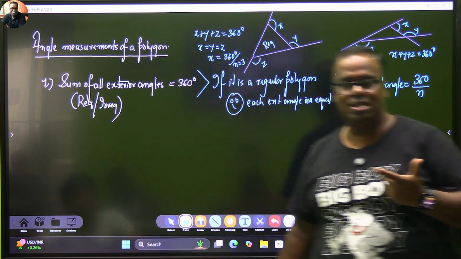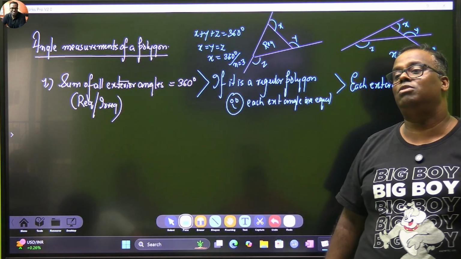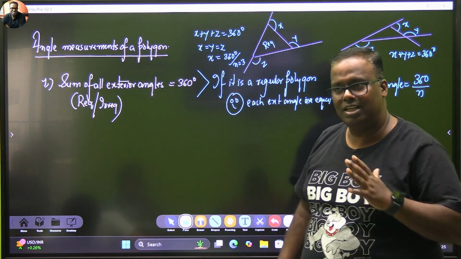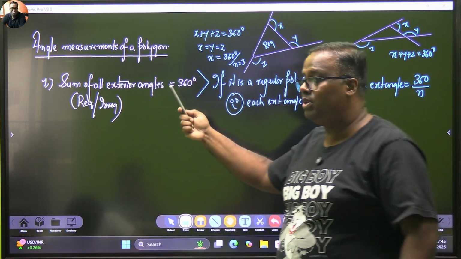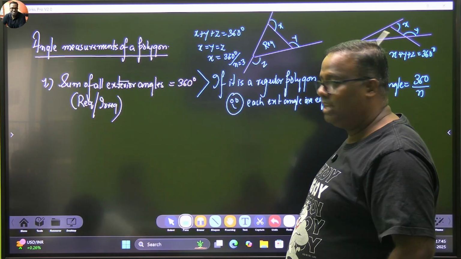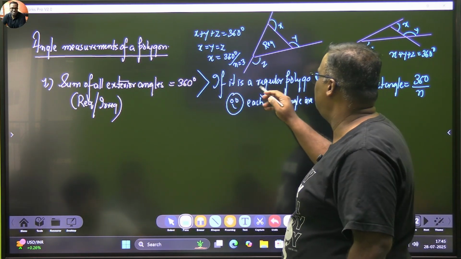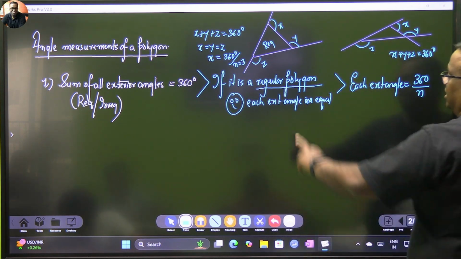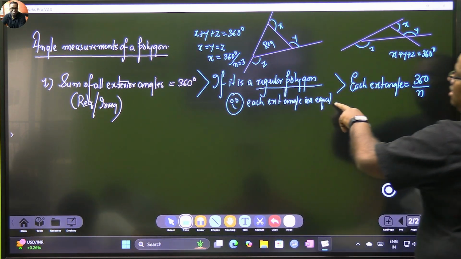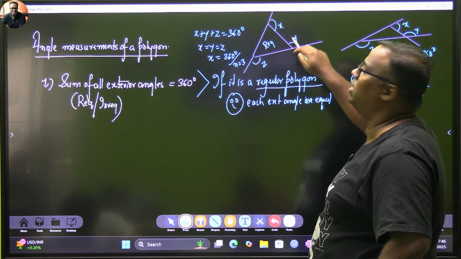If we come to a hexagon, it is 360 divided by 6, so each external angle will be 60 degrees. Is this getting clear? So what did we write? The sum of all external angles, whether you are regular or irregular, will always be 360. However, if it is a regular polygon, then only we go further in the analysis. Then all the external angles are equal.